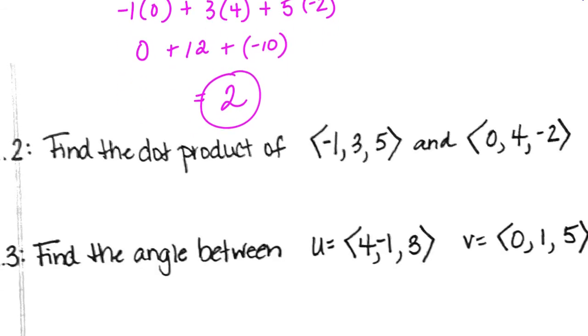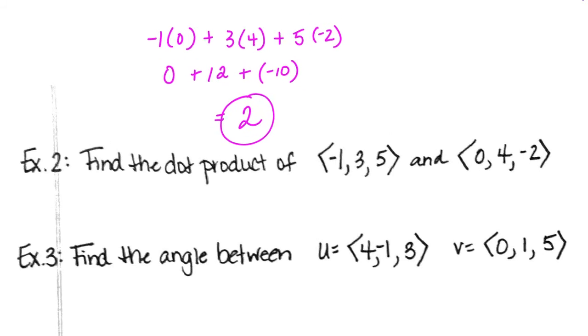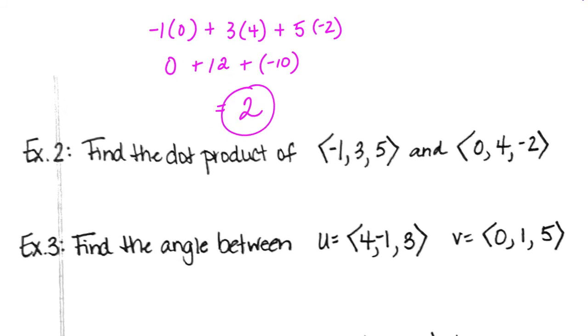Moving on to more things we know. Find the angle between u, which is 4, negative 1, 3, and v, which is 0, 1, 5. Do we remember how to do this one? So we are going to first find the dot product. 4 times 0 plus negative 1 times 1 plus 3 times 5, and it looks like we get negative 1 plus 15, which is 14.